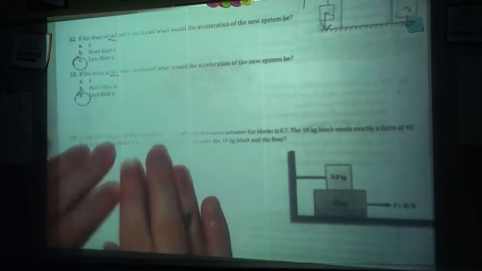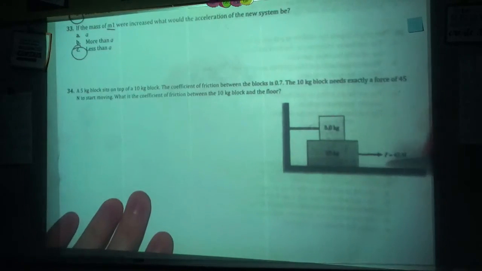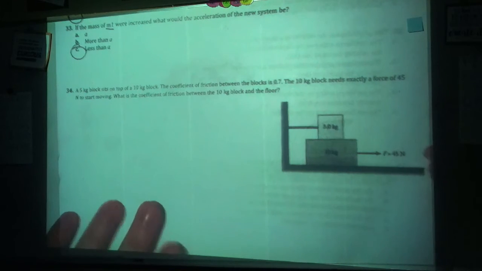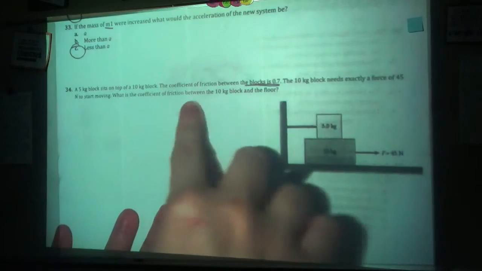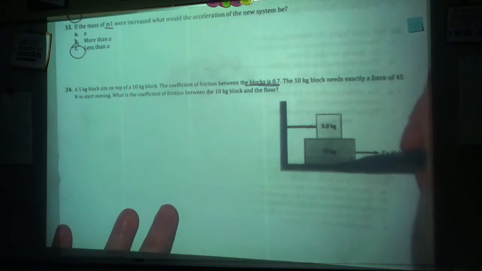34. So this is very, very similar to number 22, that we looked at earlier. I have two objects sitting on top of each other. This one is connected by a rope to the wall, and then this one is being pulled to the right. It says the coefficient of friction between the blocks is 0.7, and we are looking for the coefficient of friction between the 10 kilogram and the floor.